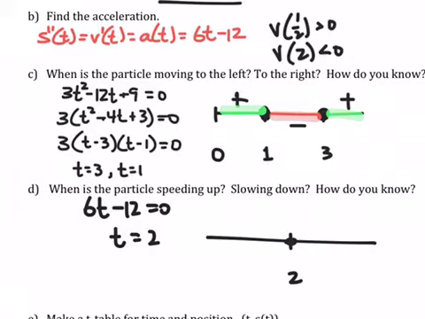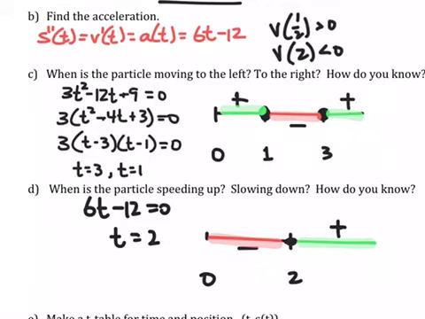Okay, and if I were to test values on either side of that, acceleration will be negative when t is between 0 and 2, and it will be positive when t is greater than 2. So with regards to acceleration, we know this would be concave down, and this section would be concave up.